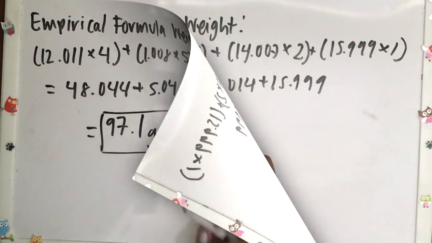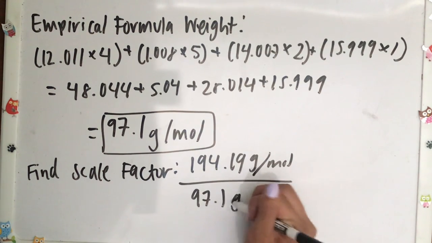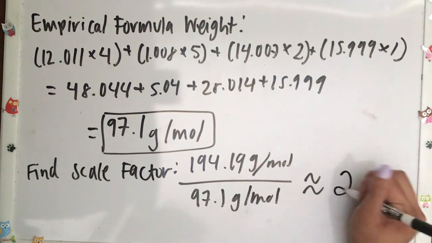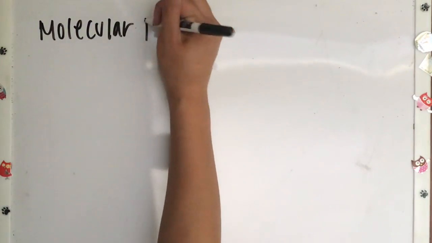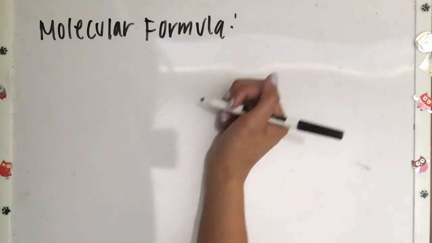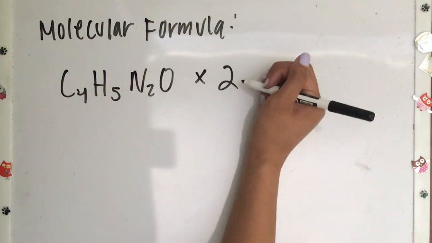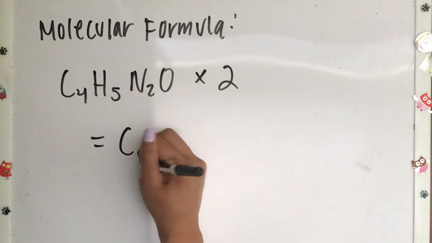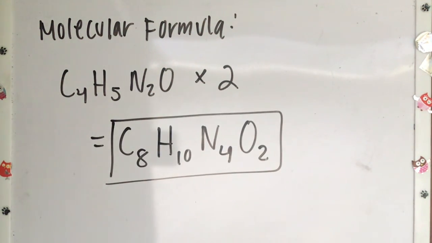Next, to find the empirical formula weight, I multiplied the subscript of each element by the corresponding atomic mass of the element. Now, since we know the empirical formula weight is 97.1 grams per mole, we can find the scale factor. I divided the molecular weight by the empirical formula weight to get a scale factor of 2. Now, since we know the scale factor, we can find the molecular formula. You multiply the empirical formula by 2 to get C8H10N4O2. Yay, science!